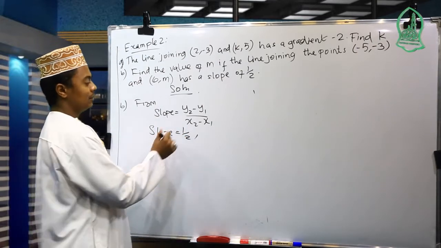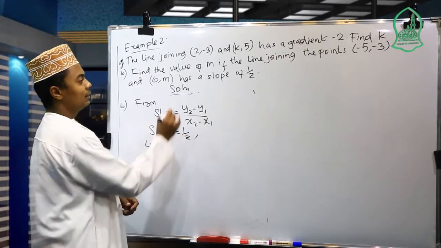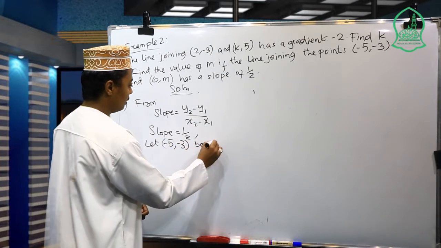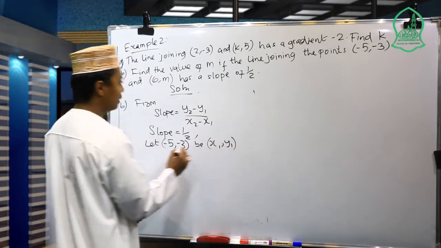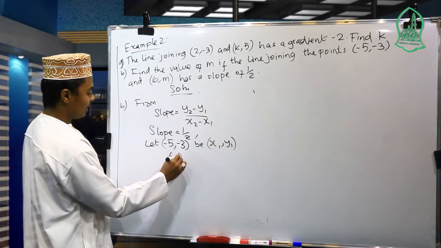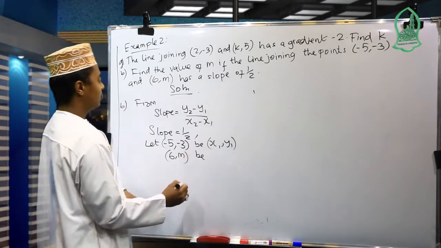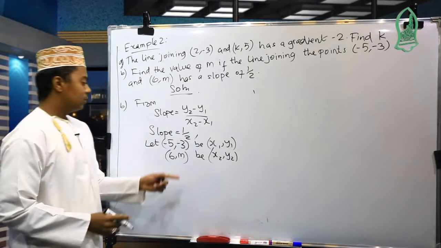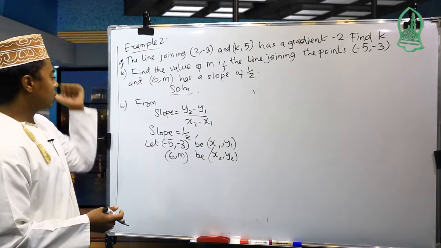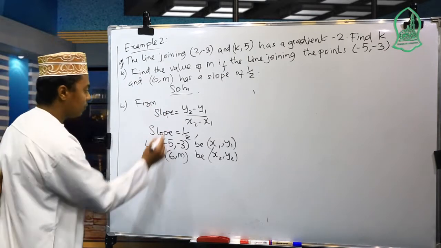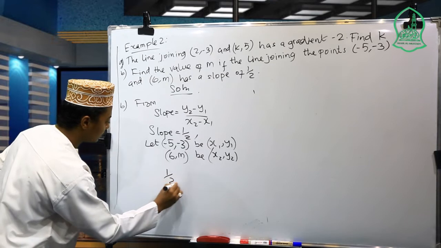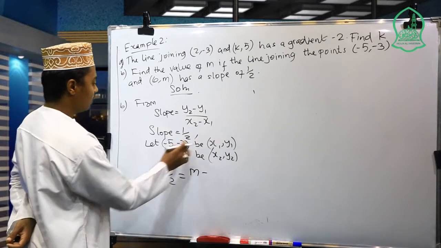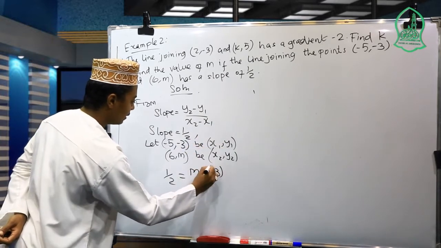Also we have 2 points. So let negative 5, negative 3 be x1, y1 and 6, m be x2, y2. So this question is solved as the previous one. So put in that formula. So you get 1 over 2. What is y2? y2 is m minus. What is y1? y1 is negative 3 over.